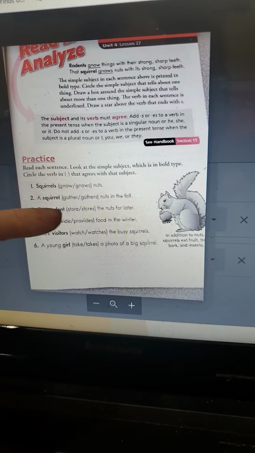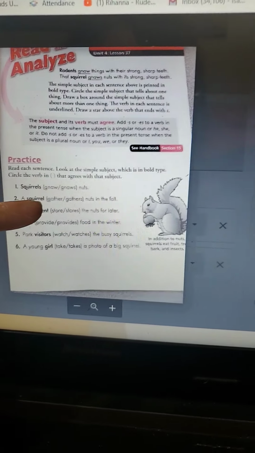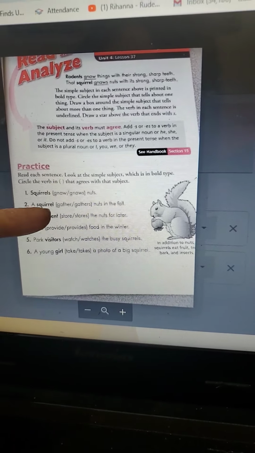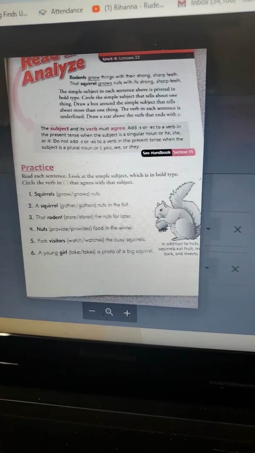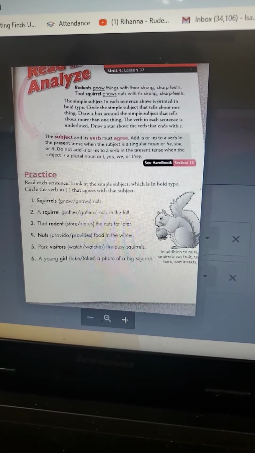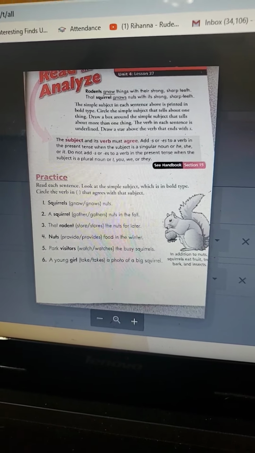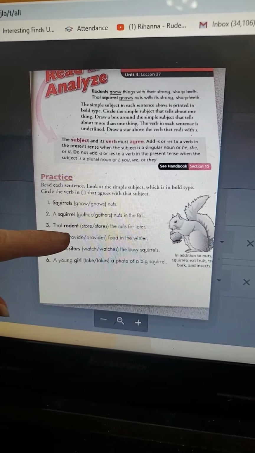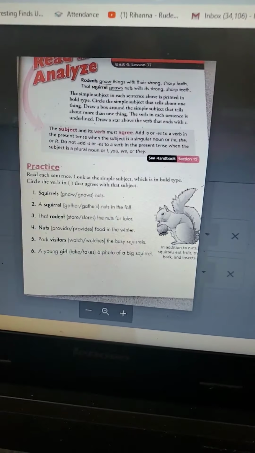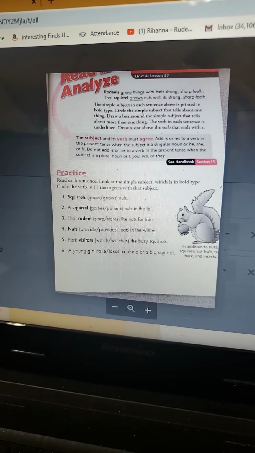A squirrel gather or gathers. Well, this one, squirrel, does not have an S, so the answer should have an S. A squirrel gathers nuts in the fall. Okay, that rodent store or stores the nuts for later. It's one rodent, so it doesn't have an S, so your answer should have an S. Okay, so try to do the rest on your own, and let's go to the next page.